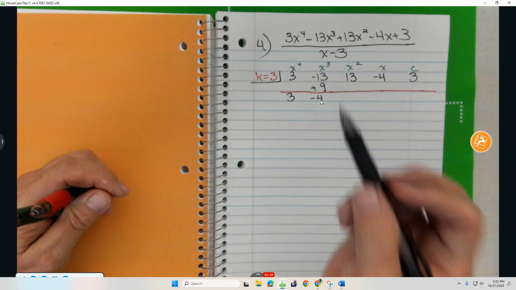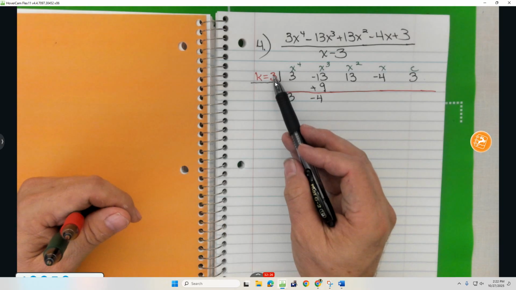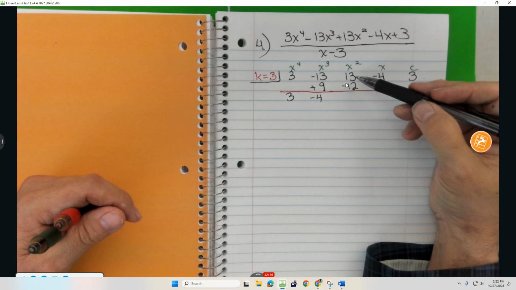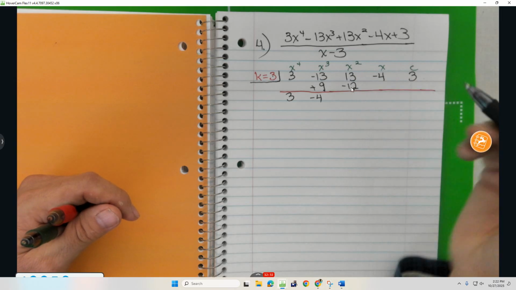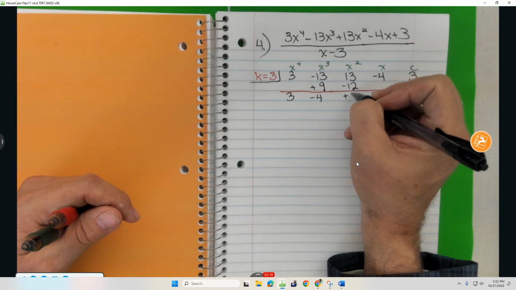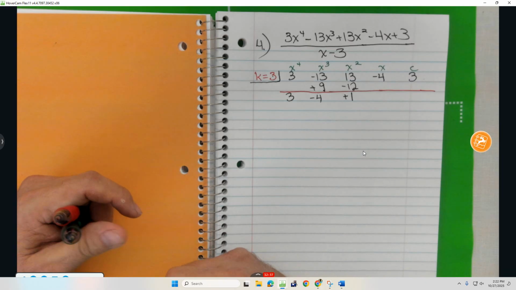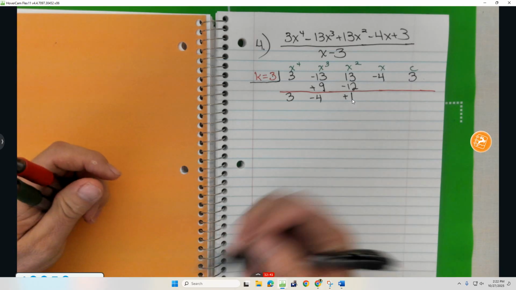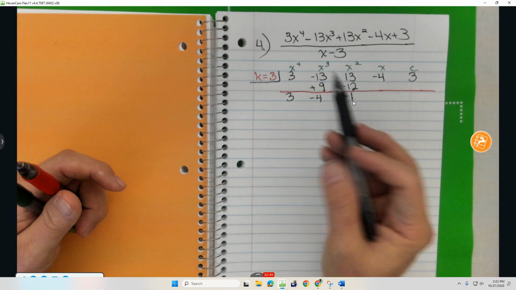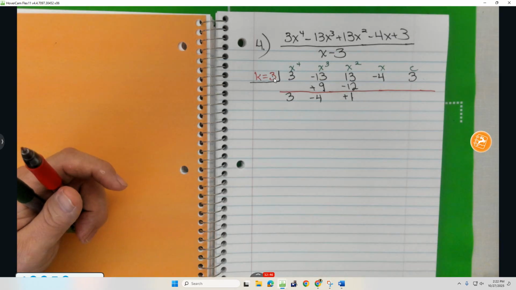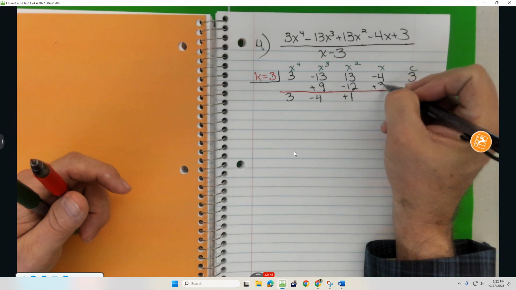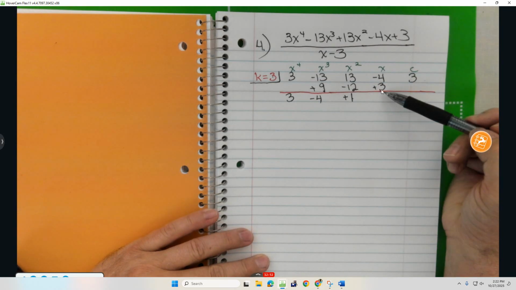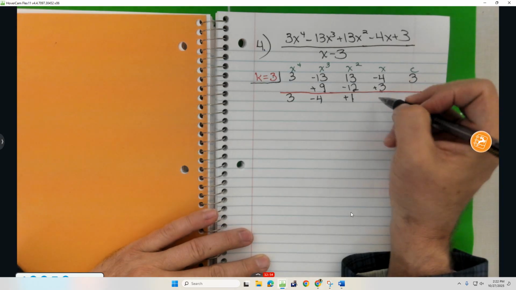Then we start all over. Negative 4 times 3, that's a negative 12. 13 minus 12 gives me a positive 1. You'll see why I'm putting that plus sign there in a moment. Then we take the positive 1 times 3. That gives us a positive 3. Negative 4 plus 3 gives us another positive 1.